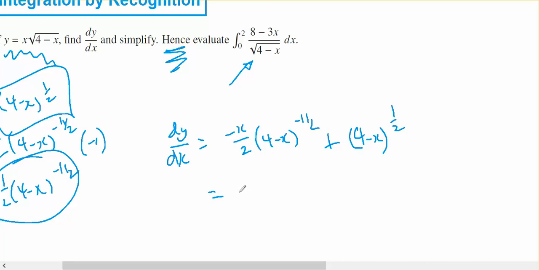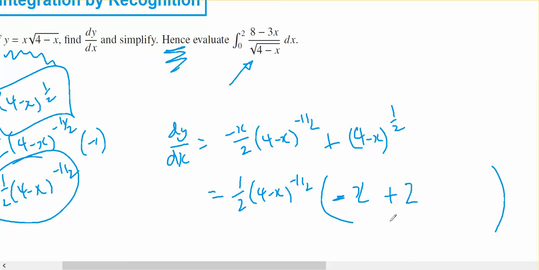So I would like to take out a common factor of a half. I'd also like to take a common factor of (4 minus x) to the negative a half. I took out a positive, so therefore I've got a negative. The half went out the front. This went out the front, so that leaves me with negative x. Plus, I took out a half, but I didn't have a half, so there's a 2. And I took out (4 minus x) to the power of negative a half, so I'm left with 1 there.